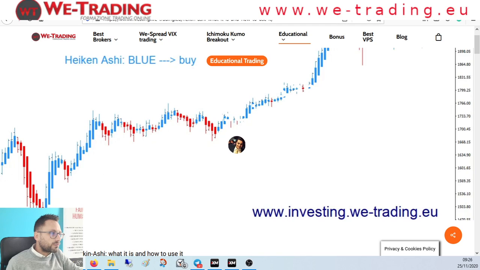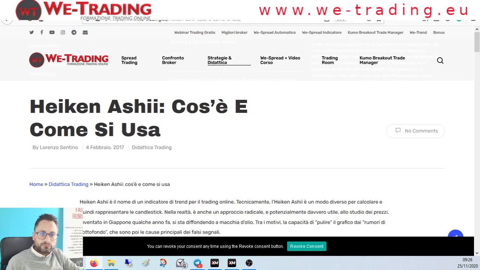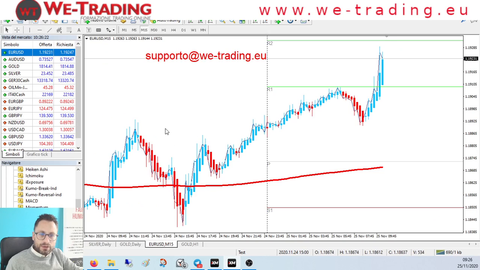Now, back to the charts. First of all, I have here euro-dollar with Heiken Ashi and pivot points. The trend today is an uptrend, from yesterday's low until now, and as you can see, the blue Heiken Ashi candles are very strong for now.